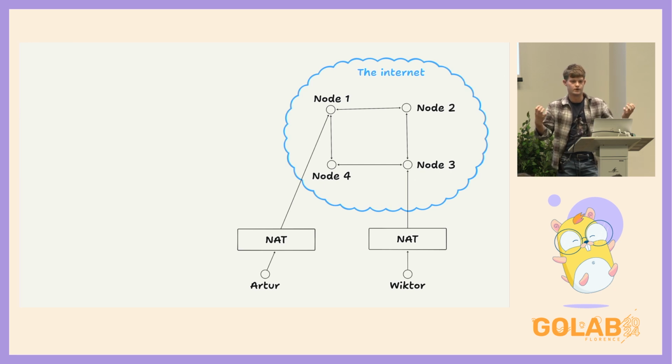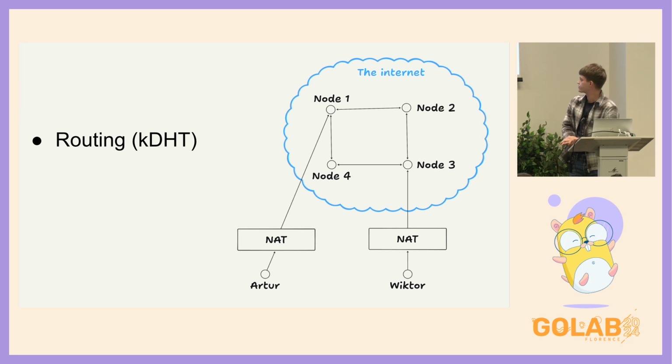So they need to punch holes in their NATs. That's what the talk is about. So the first thing that we need to solve is routing, the first issue. The assumption is that Wiktor connects to Arthur. So Wiktor needs to know Arthur's real IP address. So he needs to know what to connect to. And this is our first issue.